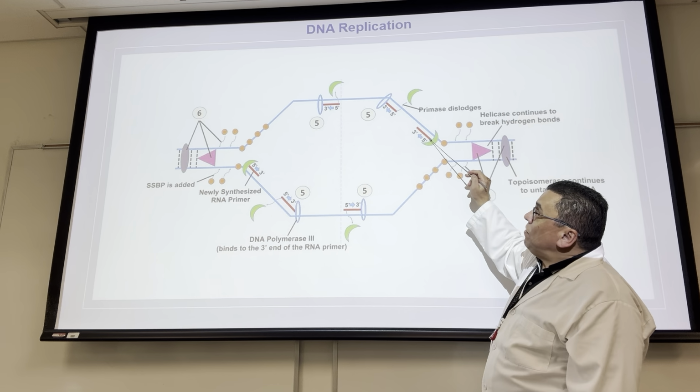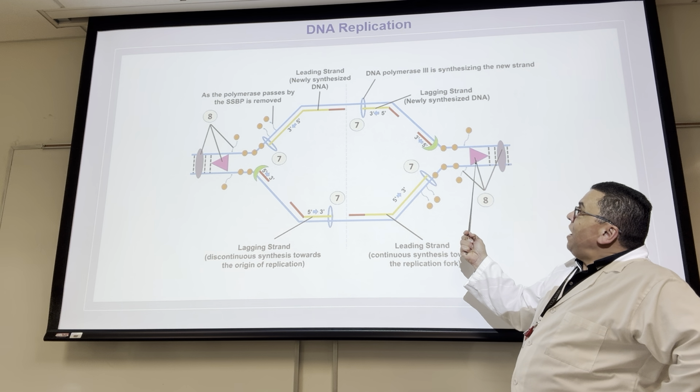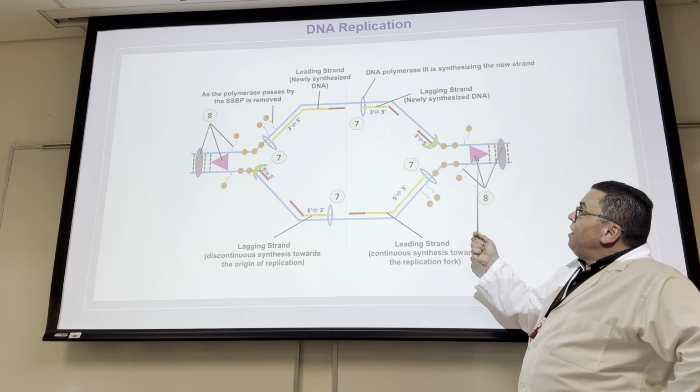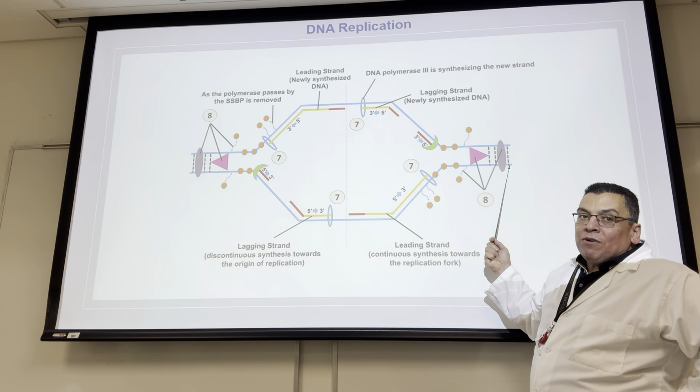All right, this piece here is already built. The yellow is the DNA. Here's another piece. DNA polymerase 3 is doing a very good job, and as it's moving through, it's knocking off the SSBPs. It's also following helicase as it's unzipping, and helicase is following topoisomerase as it's untangling. This is amazing stuff. This happens really fast too.